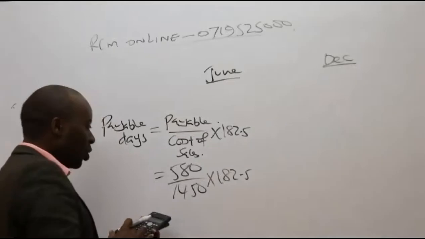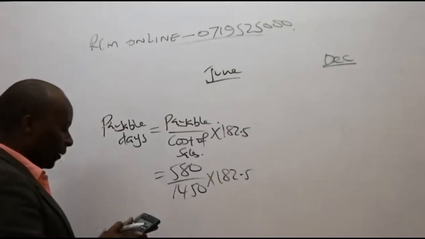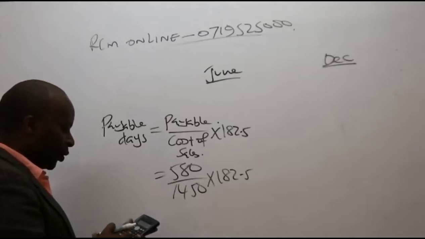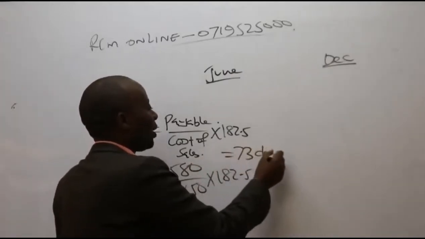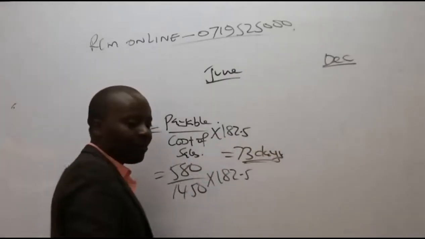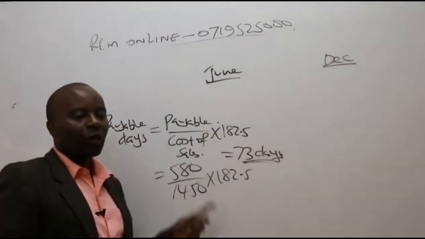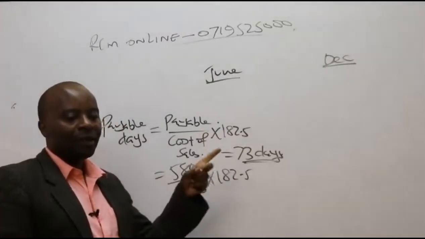So in this case here, what do we have? We have 580 divided by 1450 times 182.5, which at the end of the day gives me 73 days. So then I should be able to use the same method to calculate the payable days for December.